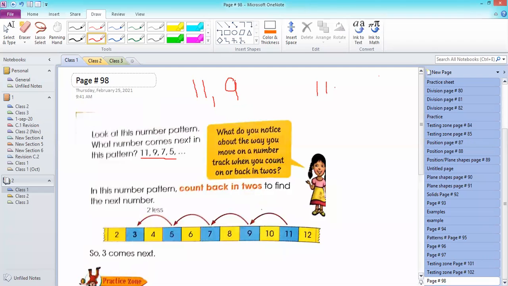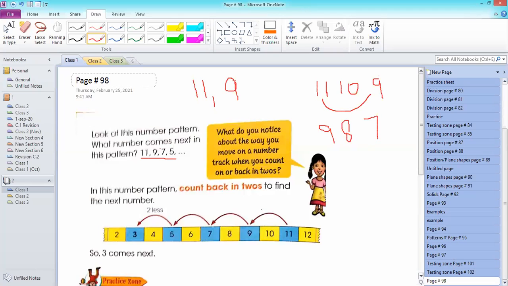After 11, when we count back, it's 10 and then 9. So that means you are not counting back in ones. You are counting back in twos. Once you start counting back from 11, you will write 10, then you will write 9. So after 11, if it is 9, that means you are counting back in twos. Same here with 9. When you count back in ones, it will be 8 and then 7.